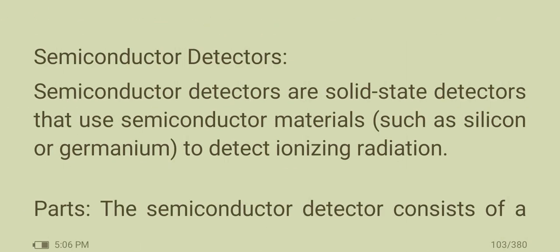Next are the semiconductor detectors. Semiconductor detectors are solid state detectors that use semiconductor materials such as silicon or germanium to detect ionizing radiation.